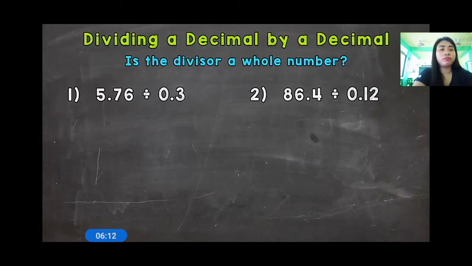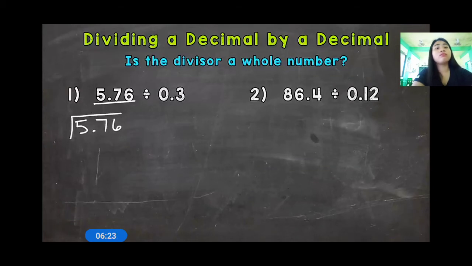So let's set our problem up. 5 and 76 hundredths is our dividend. So it goes underneath the division bar here. It's the number that we are splitting or dividing up. Now 3 tenths is our divisor. It's the outside number.